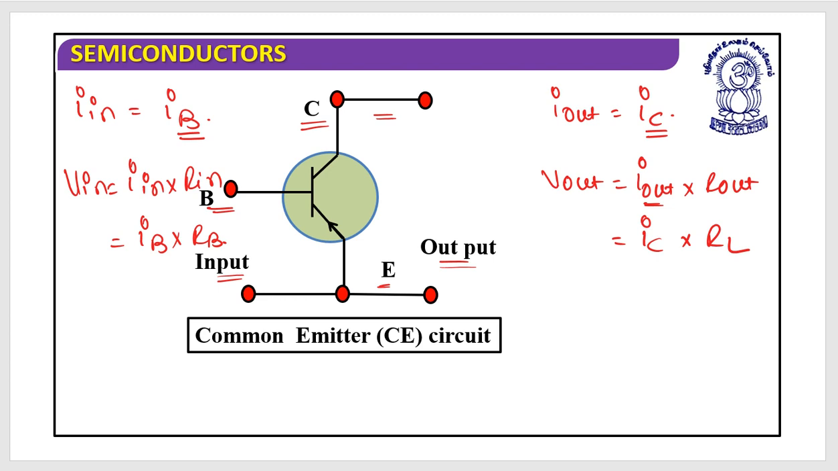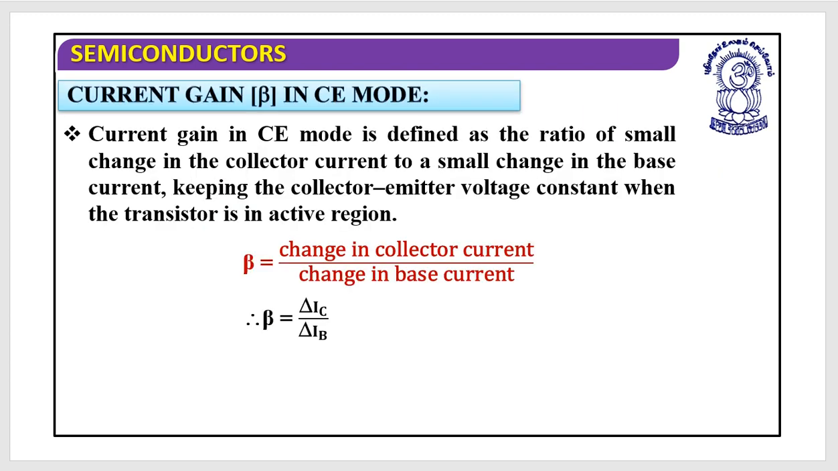Great. So now let's discuss the current gain in CE mode. When I say CE, it's the common emitter configuration mode. Current gain in CE mode is defined as the ratio of a small change in the collector current to a small change in the base current, keeping the collector-emitter voltage constant, when the transistor is in the active region.